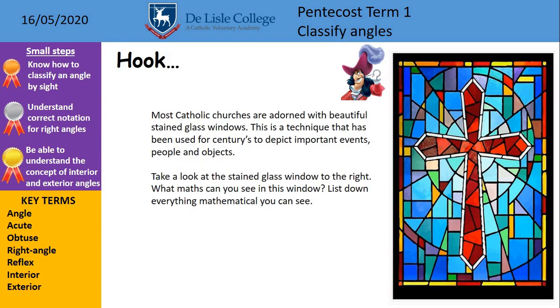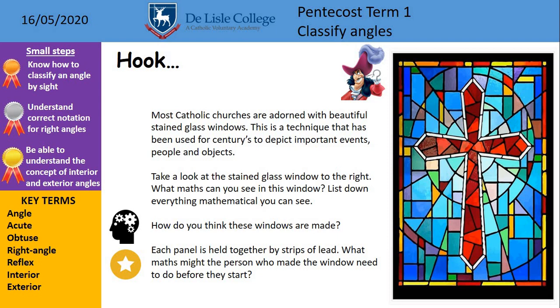Okay, so most Catholic churches are adorned with beautiful stained glass windows, and this technique has been used for centuries to depict important events, people and objects. There's a stained glass window on the right there. What maths can you see in this window? List down anything you can see that's mathematical. I want you to have a think about how these could be made.